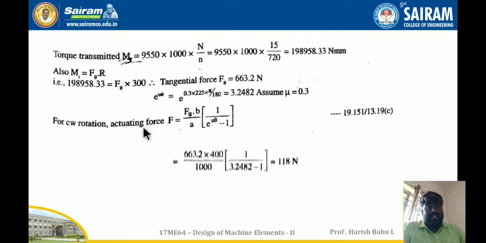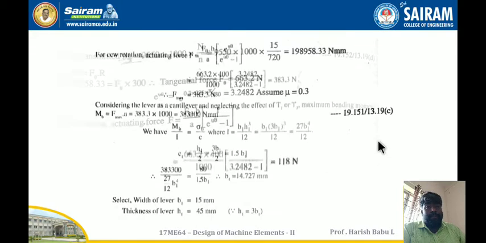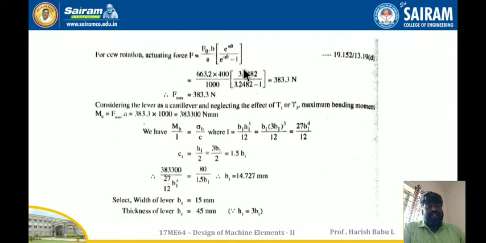For a clockwise rotation, from equation 19.151, F is equal to F theta into B by A, multiplied by 1 by (e to the power of mu theta minus 1). So for a clockwise rotation, I get F as 118 Newton. For a counterclockwise direction, from equation number 19.152, F is equal to F theta into B by A, multiplied by e to the power of mu theta divided by (e to the power of mu theta minus 1). So I get F as 383.3 Newton.